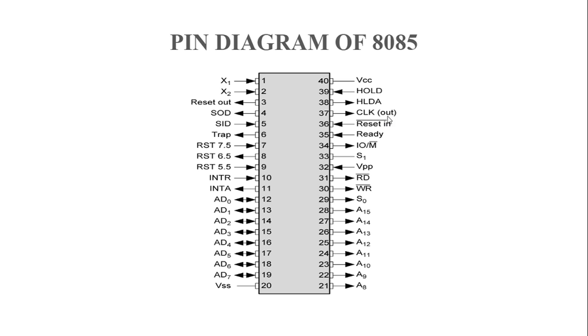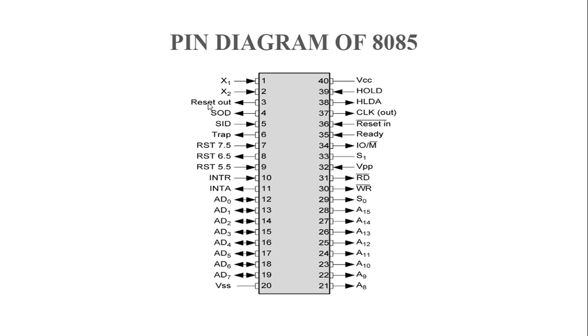This pin is activated only when it is equal to 0, and it is an input pin. When it is equal to 0, the program counter, interrupt pins and HLDA flip-flop are reset, and no other flags or registers, that is the general purpose registers or the accumulator, are affected by this pin status. Only the program counter, interrupt pins, HLDA flip-flop and instruction register are affected when reset in bar is equal to 0.